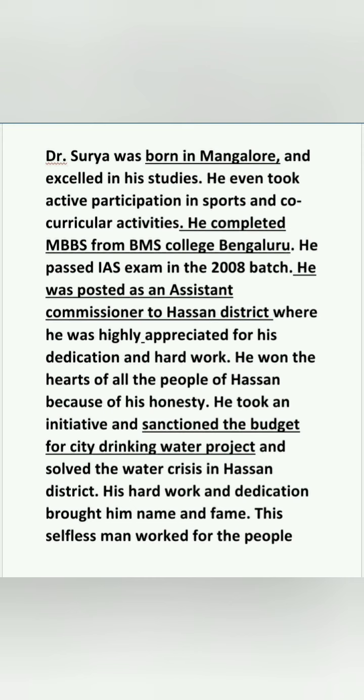He even took active participation in sports and co-curricular activities. He completed MBBS from BMS College, Bengaluru. So it's in the question. He passed the IAS exam in the 2008 batch. He was posted as an assistant commissioner to Hassan district, where he was highly appreciated for his dedication and hard work. So this is linking that sentence.